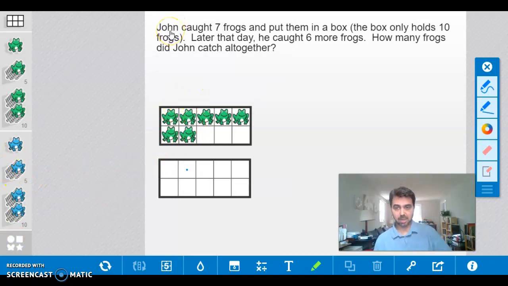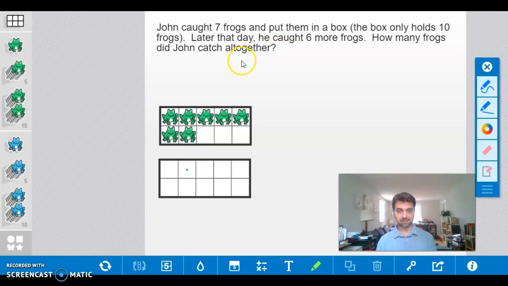So let's read our problem. We've got John. Read with me, please. Caught 7 frogs. I've already put 7 frogs into the box. The box only holds 10 frogs. Just like those butterfly nets, this box only holds 10 frogs at a time. So let's think, how many more frogs can we fit into this box to fill it up? We can fit 1, 2, 3. And if we have more frogs, we have to put them down into the second box.